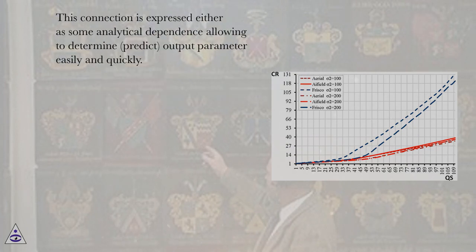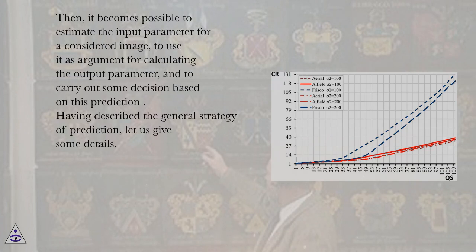This connection is expressed as some analytical dependence allowing one to determine, predict, the output parameter easily and quickly. Then, it becomes possible to estimate the input parameter for a considered image, to use it as an argument for calculating the output parameter, and to carry out some decision based on this prediction. Having described the general strategy of prediction, let us give some details.